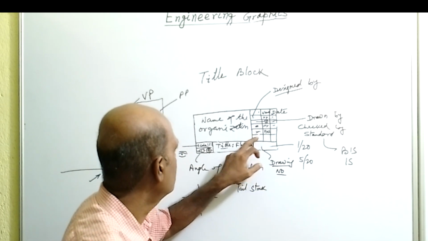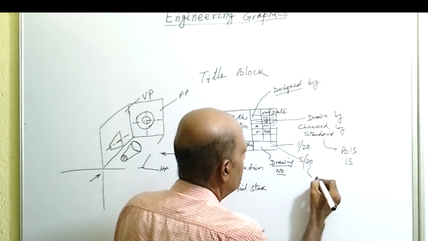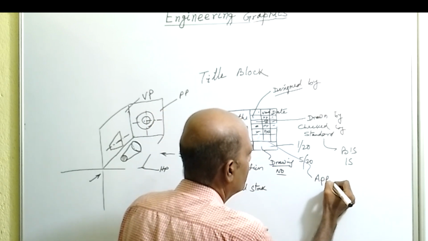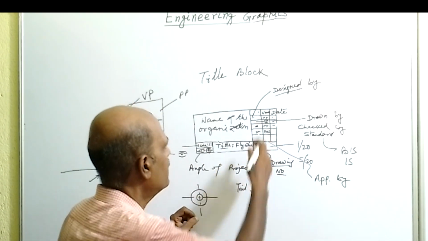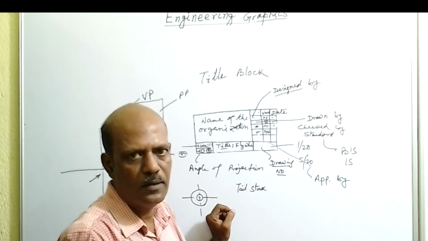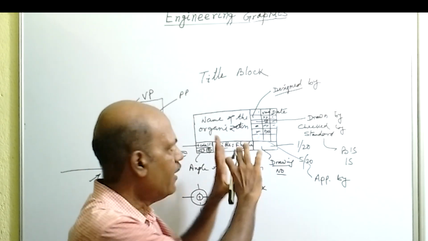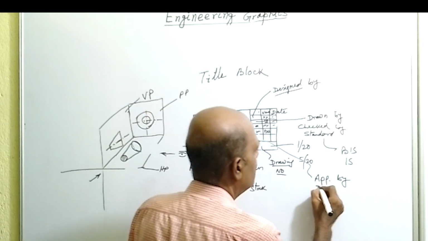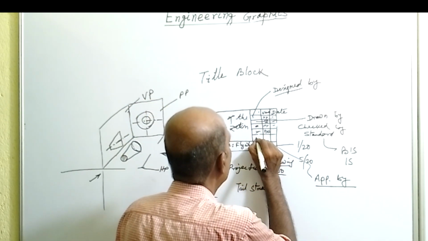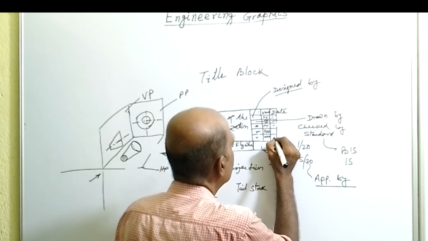Next column, that is the last one. So this space will be written as "approved by". Approved by means the officer in charge of this department will check everything, whether every information is given or not, then he will sign here. So under approved by, the person's name will be here and the date will be here.